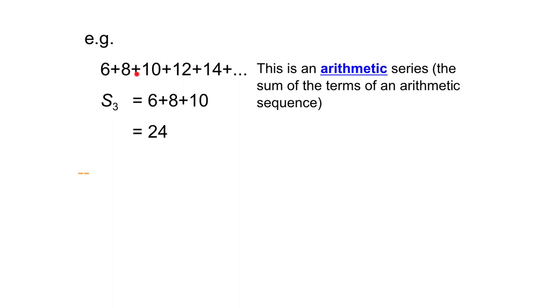So if you're adding up the terms, this is a series, and it's arithmetic because I have a common difference between the terms. So as an example, S subscript 3 would be the sum of the first 3 terms in the sequence. 6 plus 8 plus 10, the first term plus the second term plus the third term. So I would say the sum of the first 3 numbers in the series is 24.